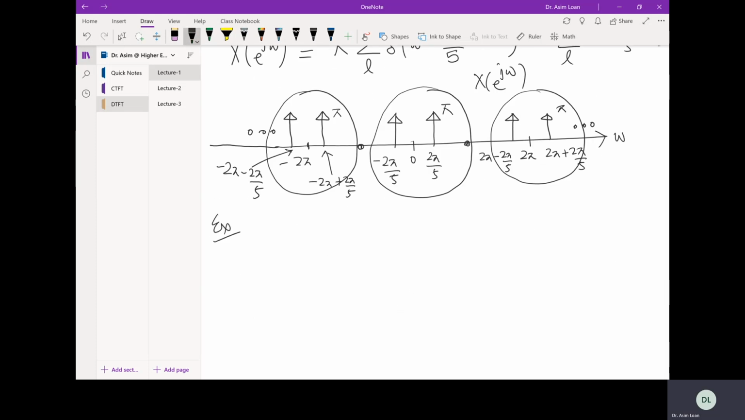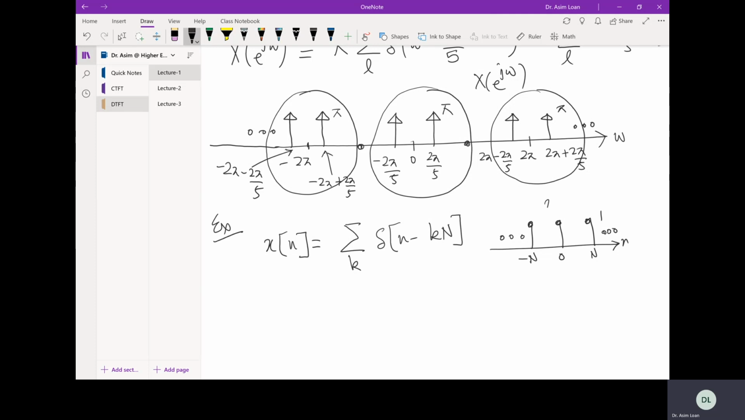One more. x of n is the summation over k of delta of n minus kN. So this is like this: you have an impulse here, impulse here, impulse here. This is all 1, and 0 elsewhere, at 0, N, and minus N. This is n, this is x of n.